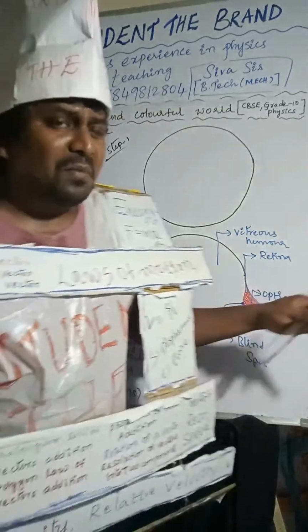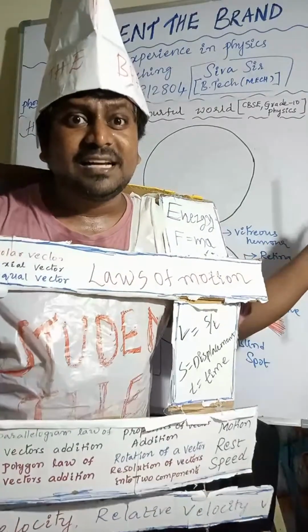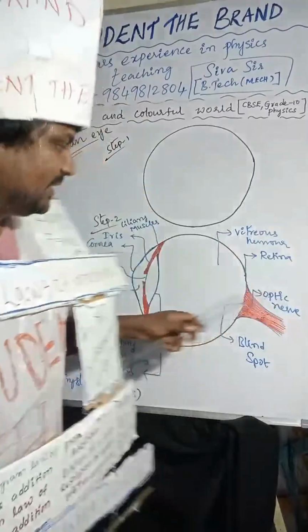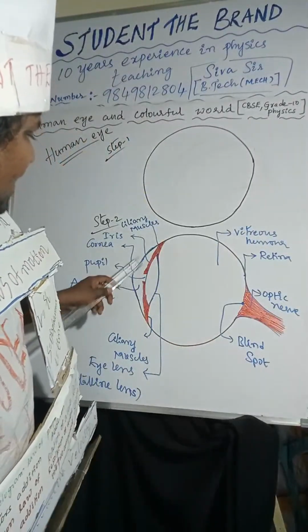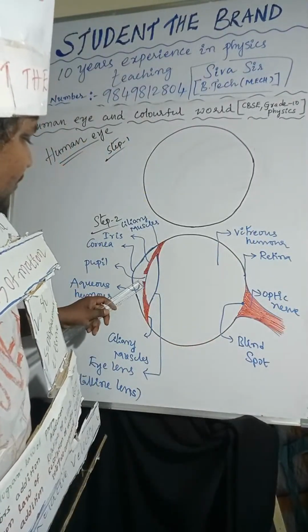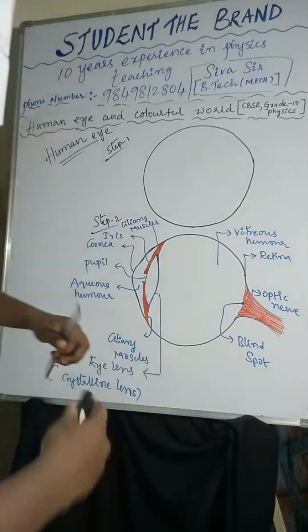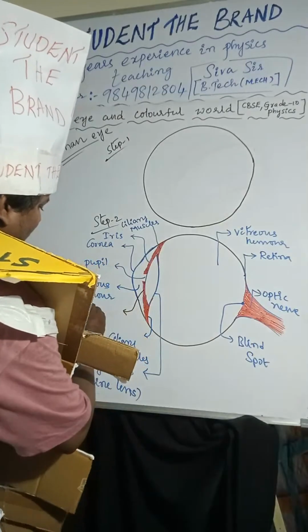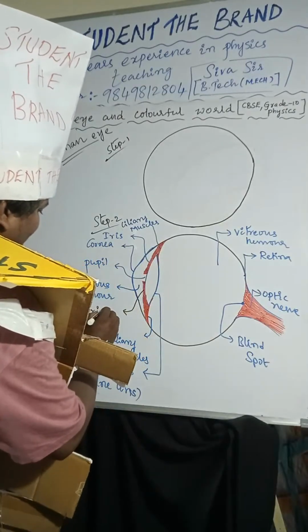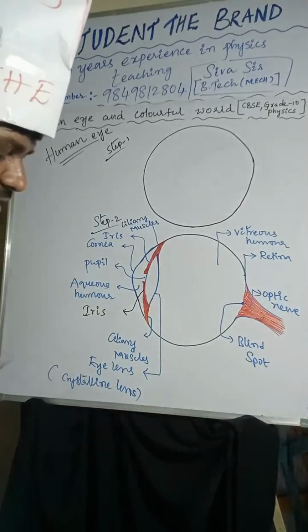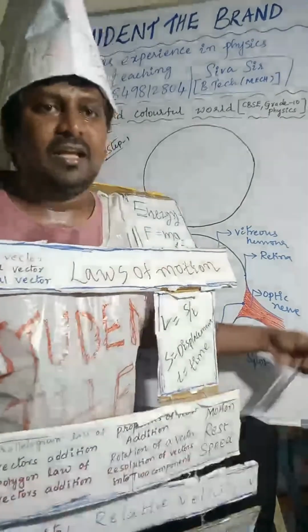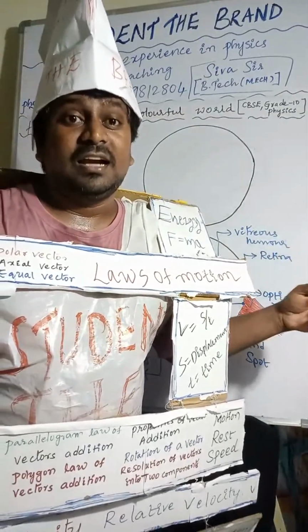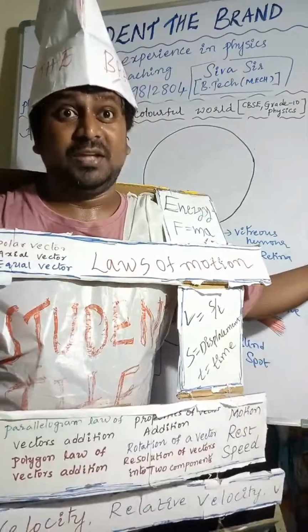The iris is a dark muscular diaphragm which controls the size of the pupil. This is the iris, here also the iris, this one also the iris.